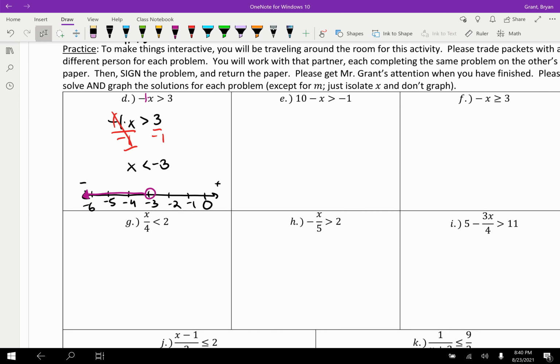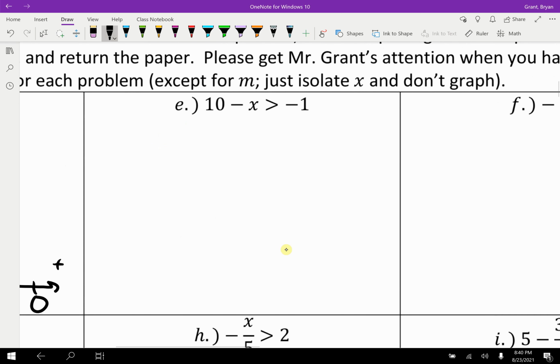Next problem. 10 minus x is greater than -1. Well, 2 things. First, don't forget the one that's multiplying here. We should probably switch that order too. You don't have to, but it makes things, I think, a little easier. -1x, and then this 10 is positive, has to be greater than -1.